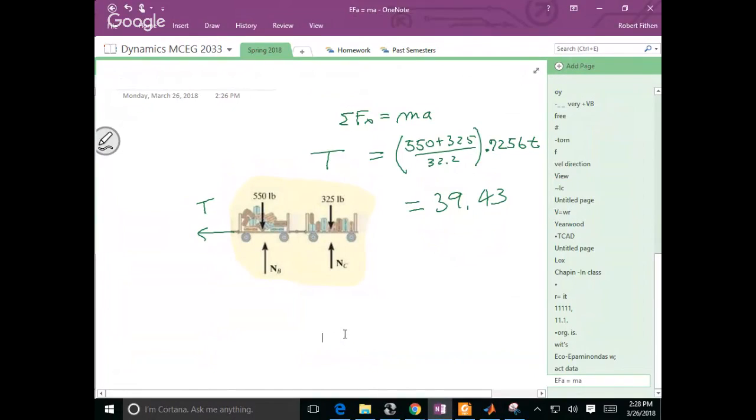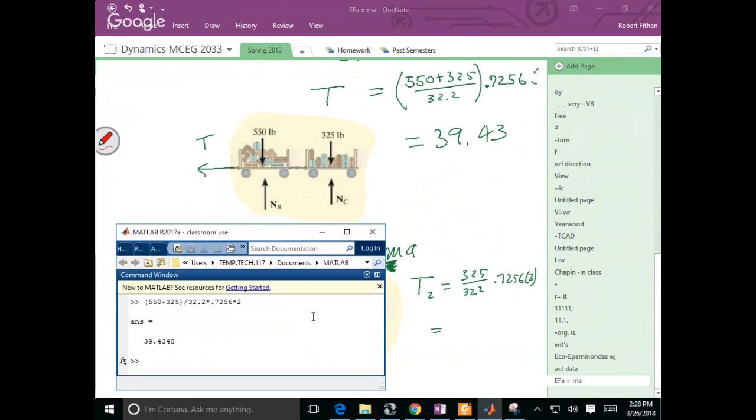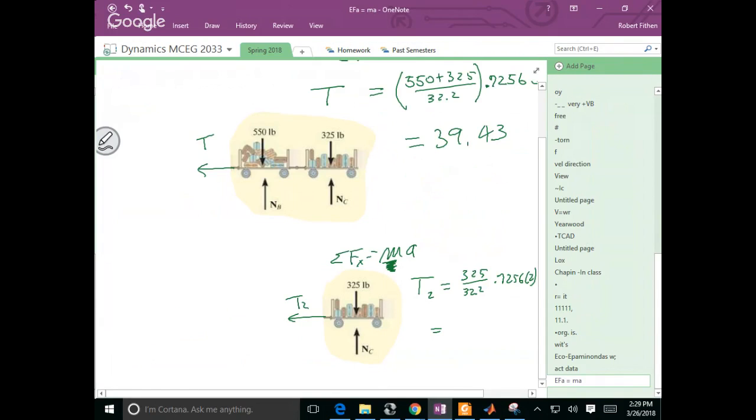Well, okay, so this time it's like a T2. Okay, so here, sum of the forces in the x equal mass times the acceleration. The mass changed. And so T2 is equal to 325 over 32.2 times 0.7256 times 2. And so what would that be? You just take off that 500 and you get 14.64, or about 14.65. So it's a little bit less there.